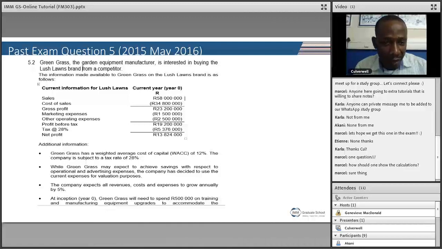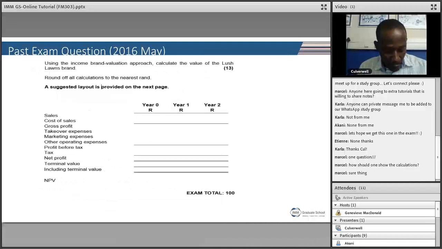5,376,000 is your tax. And then you go down as well to your net profit. All I'll then do is say my profit before tax, subtract my net profit. I should be able to get myself my terminal value.